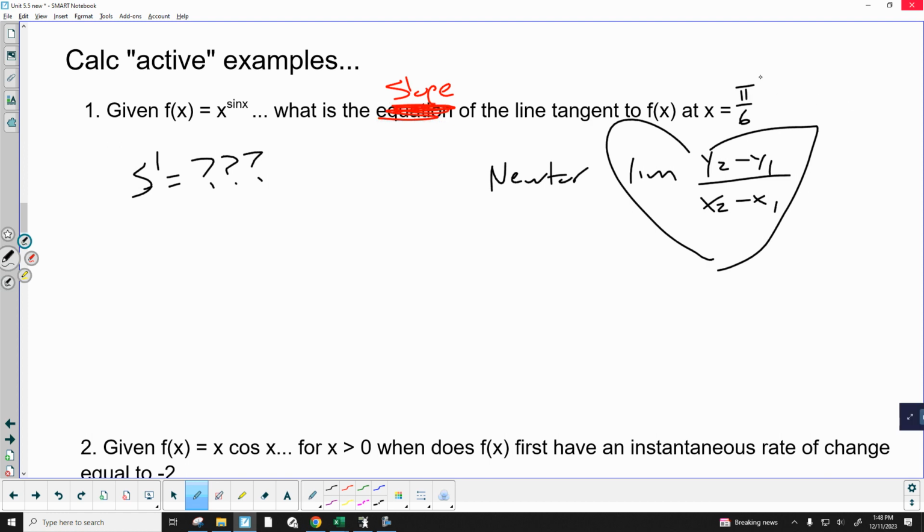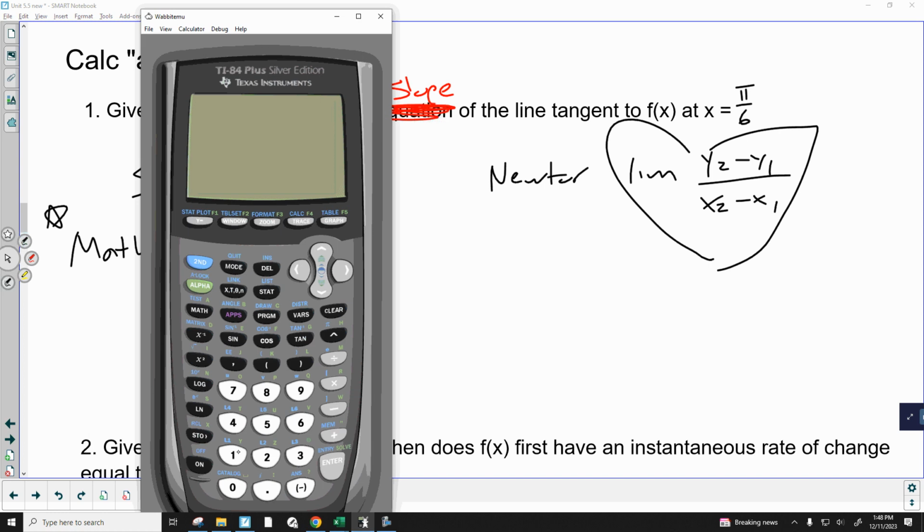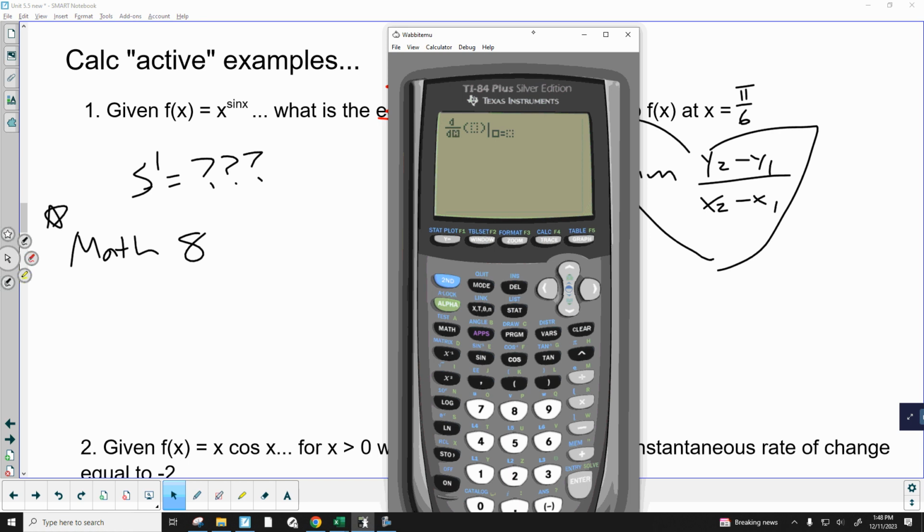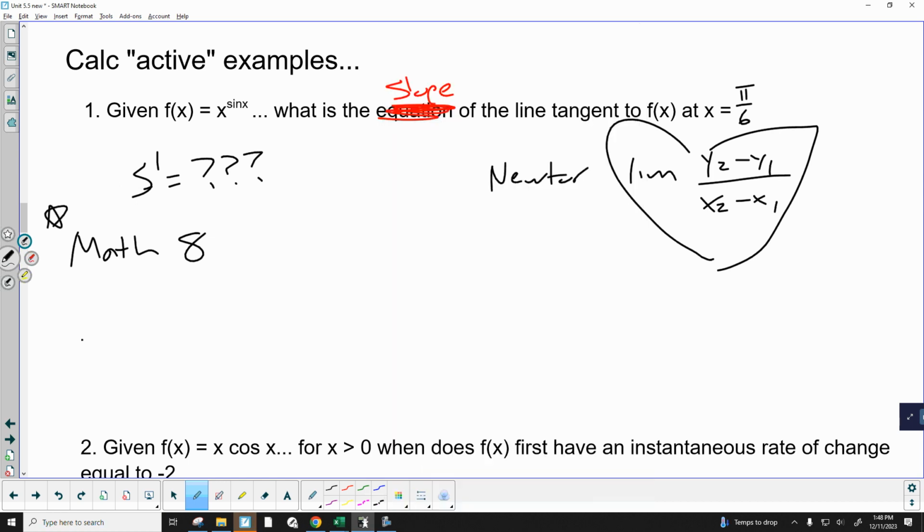That's going to take a lot of typing in and a lot of calculation, which is why your calculator programmed in Math 8. Everybody go into your calculator and pull up Math 8. Okay, now all of a sudden derivative pops up. Now let's go ahead and do something just to try out, because we know an answer.